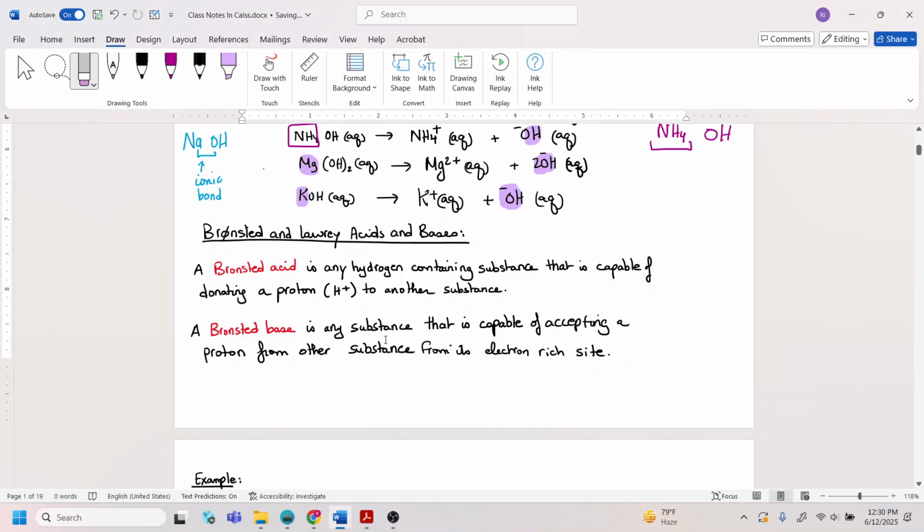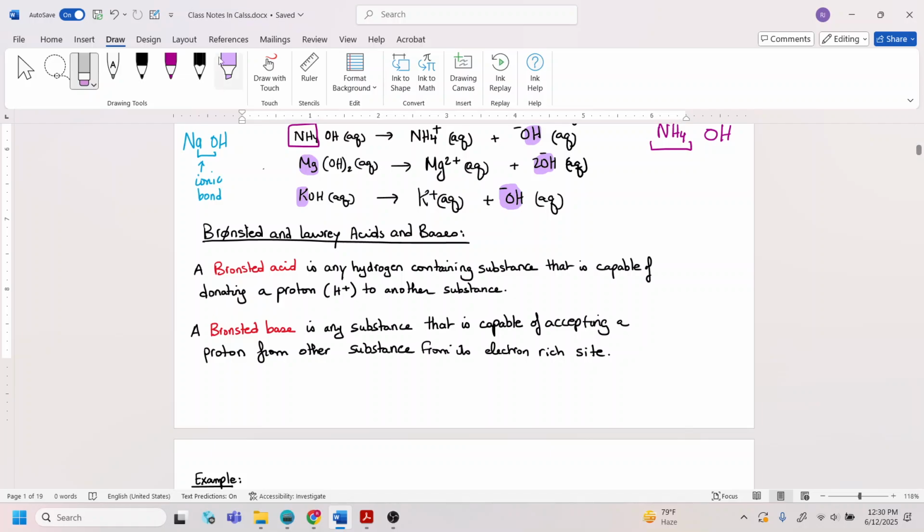So to define Bronsted-Lowry acids and bases. A Bronsted-Lowry acid is an acid that contains a hydrogen, and it is capable of giving this hydrogen away to another substance. Bronsted acids are Arrhenius acids because they have to contain a hydrogen, and in the solution, they release the hydrogen. So it is any hydrogen-containing substance that is capable of donating a proton.